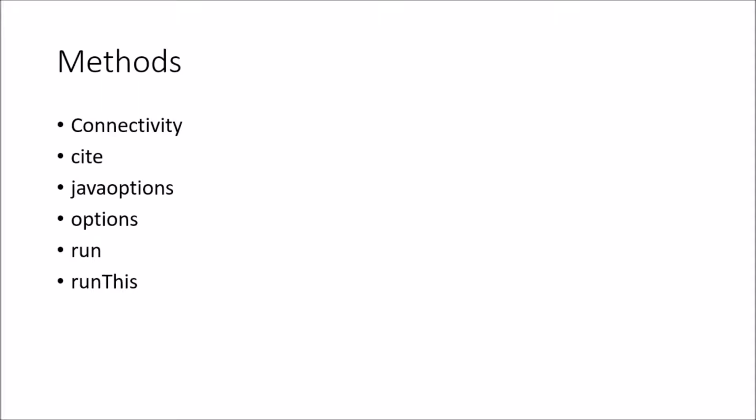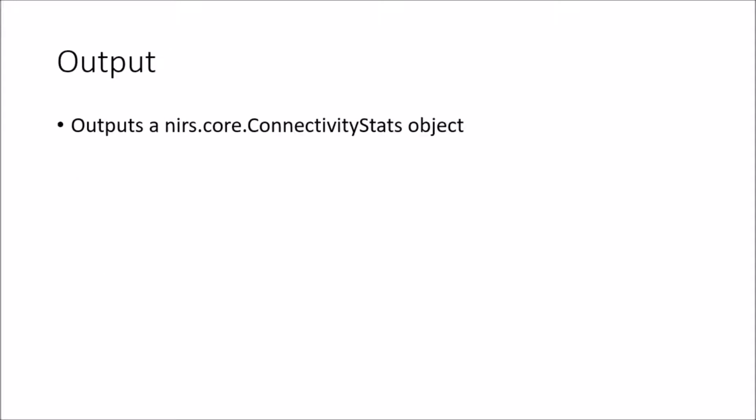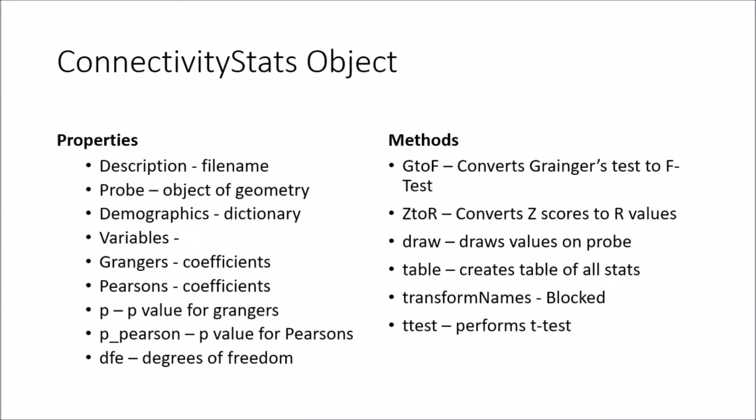The methods found within this are going to be connectivity, site, Java options, run, and run this. The output will be a connectivity stats object, which you can find more info on in nearest.core.connectivity stats. Specifically, the connectivity stats object has several properties and several methods.